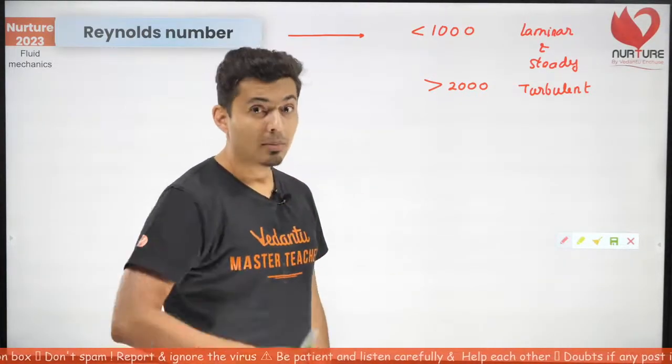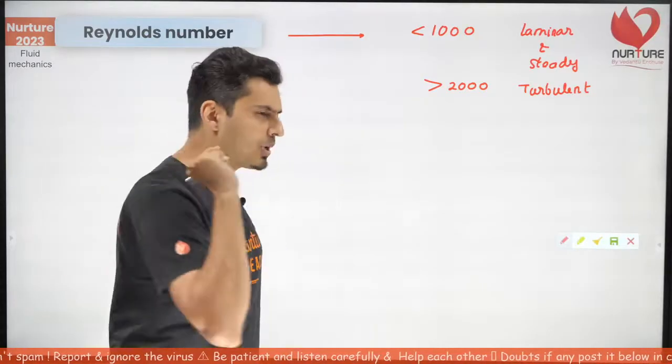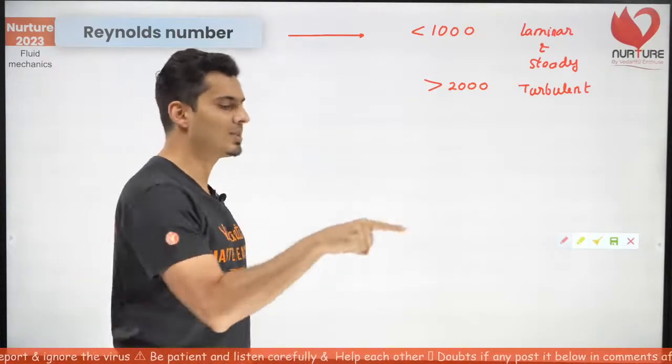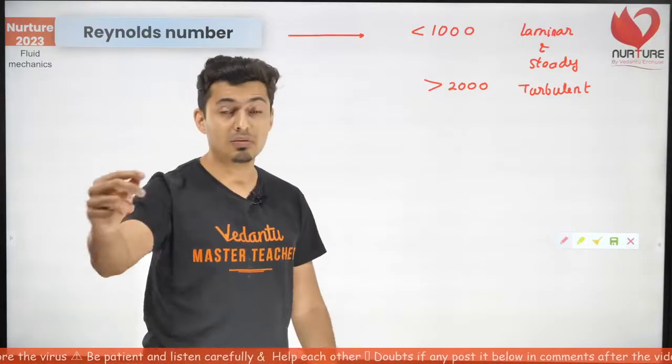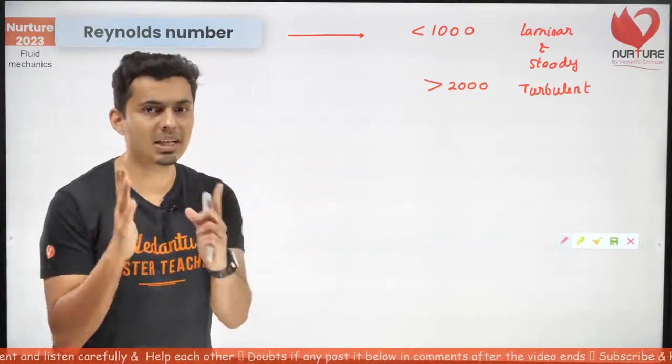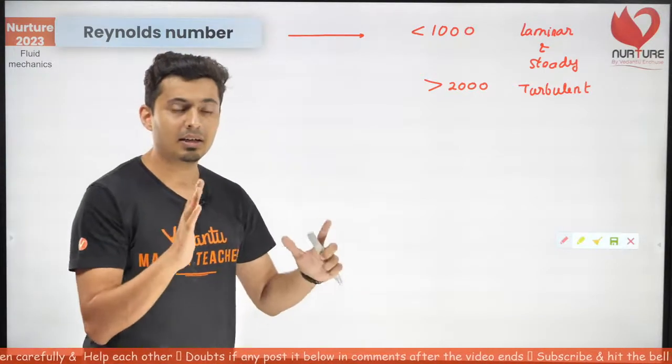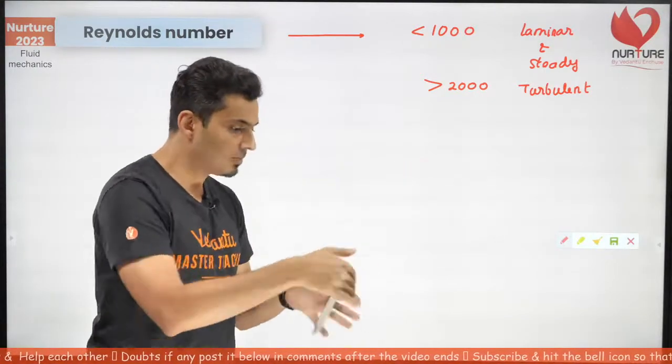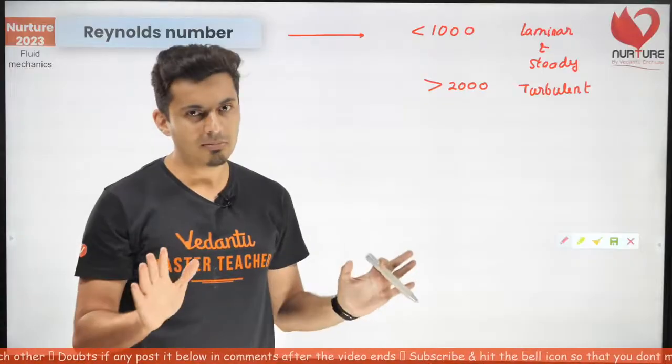So what did I say? Below 1000, it is predictable. 100%, I know. Yes, it goes like this. Above 2000, if it is 2100 also, I know it's going to be random. If it is 1600, 1700, 1800, then sometimes it goes properly, sometimes it becomes turbulent, unpredictable.